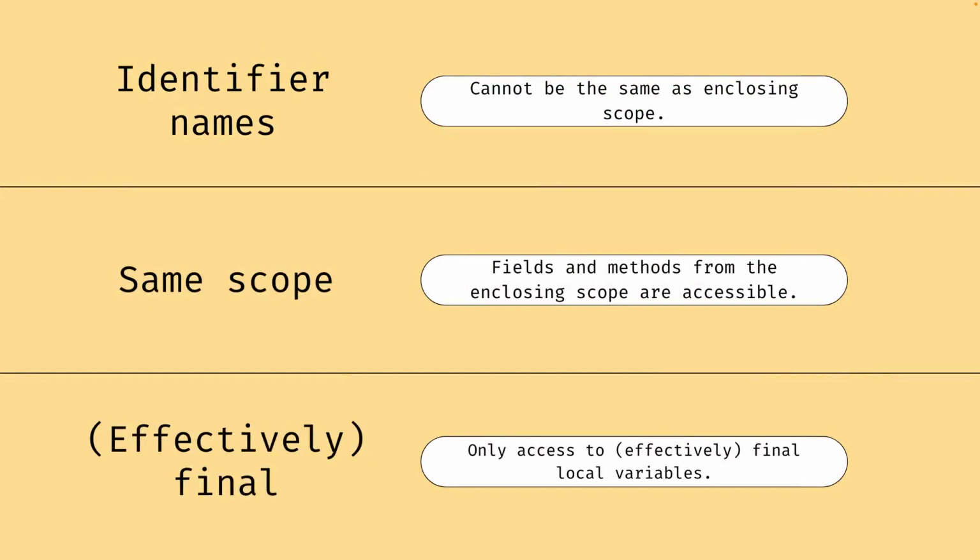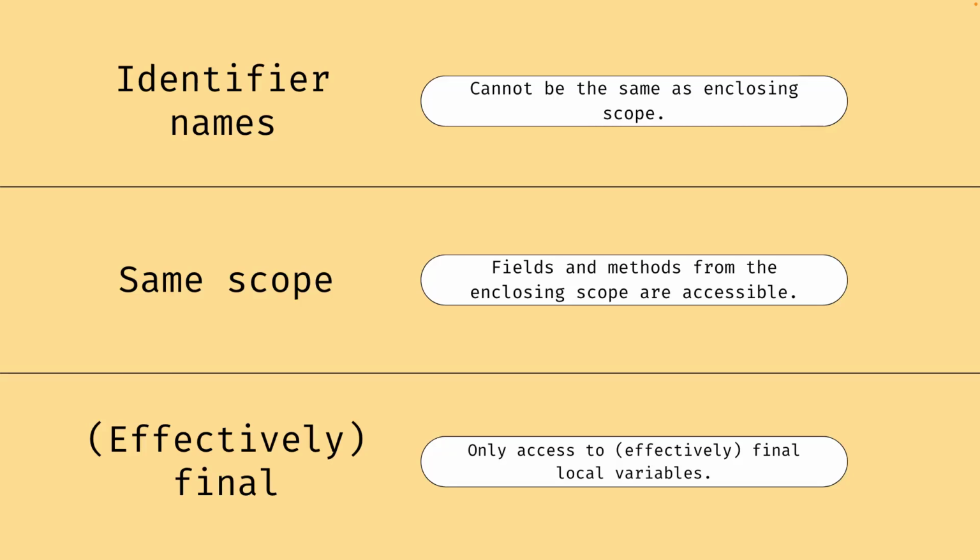Okay, so lambda expressions share the scope of the enclosing environment. That means they don't have their own separate scope. And this has some important implications. Again, identifier names in lambdas cannot be the same as those in the enclosing scope. This is because having two identifiers with the same name in the same scope would cause ambiguity.